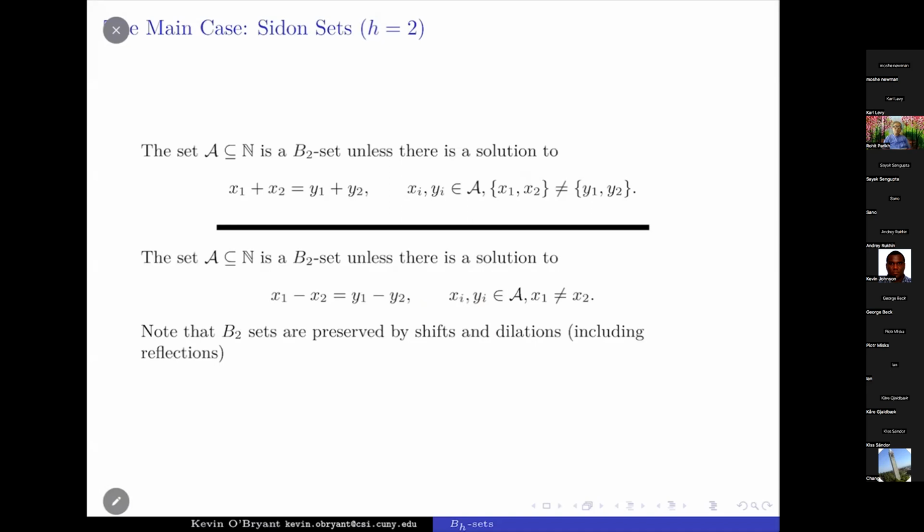Both of these definitions, I could use either of these as a definition for B2, and when you pick up a journal article, it's probably about 70% use the difference definition and 30% use the sum definition. Either way, it's pretty obvious that these B2 sets are preserved by shifts. If you add 5 to everything in the set, then you add 10 to all the sums, so distinct is still distinct. And you leave the differences unchanged. And it's also holding for dilations.